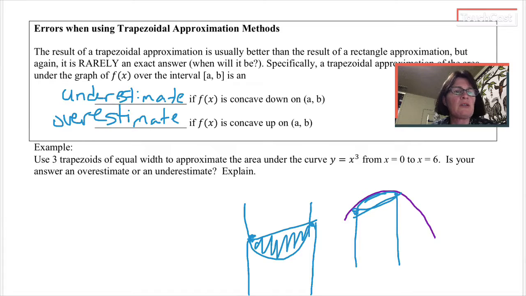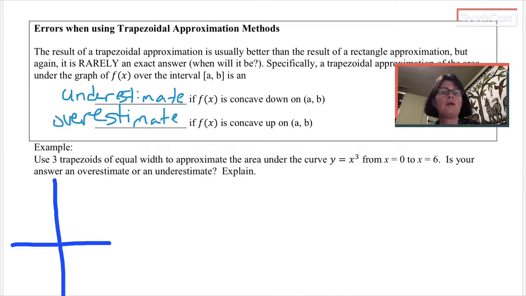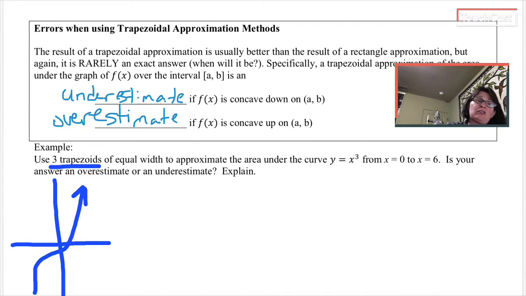So now I'm going to use this problem to practice. If I have the curve y equals x cubed, I want to approximate the area under y equals x cubed from 0 to 6. I'm going to use 3 trapezoids, and then I'm going to say at the end whether my answer is an overestimate or an underestimate. I'm going to switch to a bigger screen.